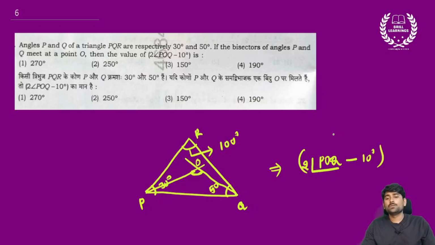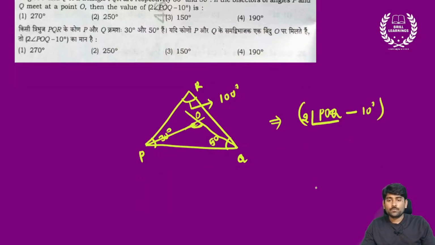This is our question. If you apply the traditional approach, what is the leftover angle here? The angle bisector means here it is 15 degrees, half of 30, and here it is 25 degrees, half of 50. The total value of both angles, if I add, is 40 degrees. But if you treat this portion as one triangle, what is the leftover angle here?